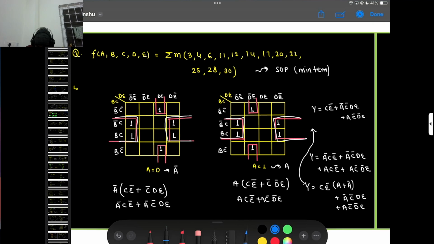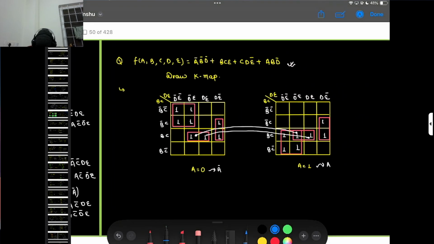And 4, this is my 4, yes, this is B bar C, D bar E. And 6 means this is my 6, so B bar C, D, E bar. Then 11, only up to 15, and after that 20 like this, so 16 plus 16. This is the way we can solve our problem.